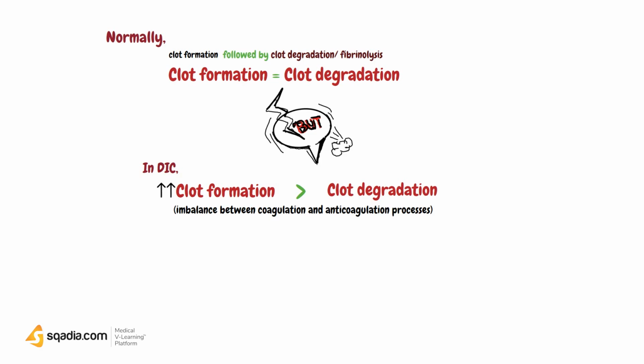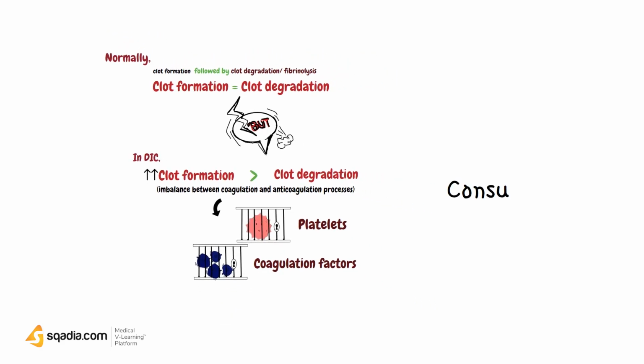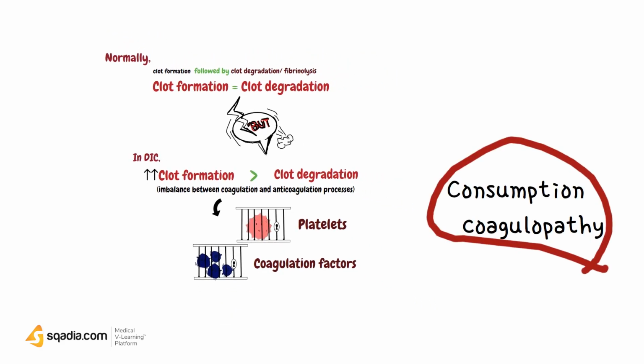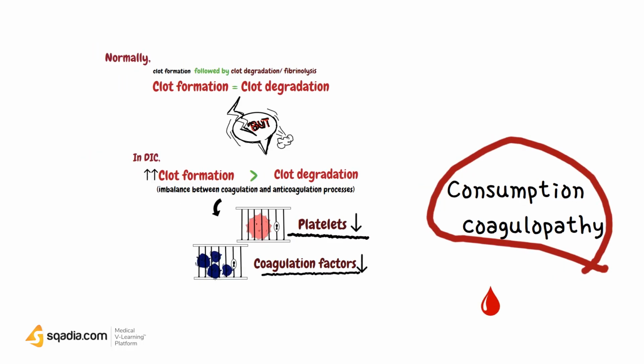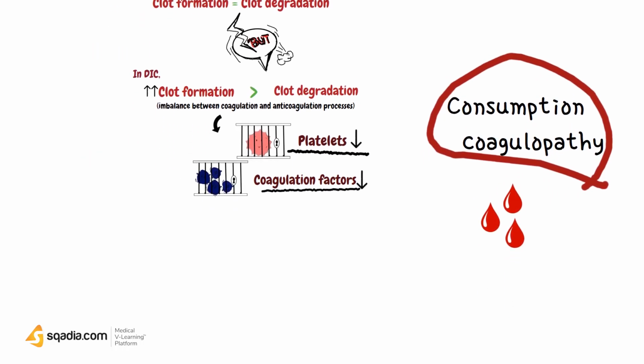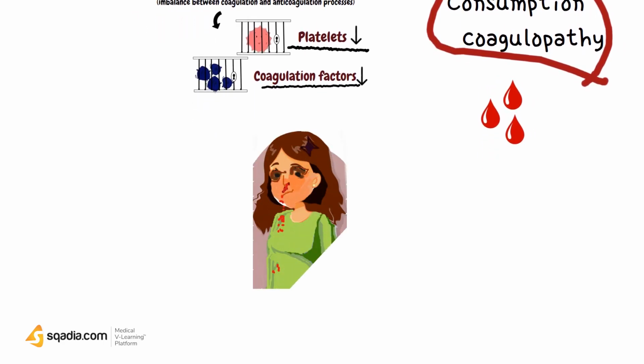As there is uncontrolled clot formation, this consumes platelets and coagulation factors. That is why DIC is also known as consumption coagulopathy. And because of deficiencies of platelets and coagulation factors, the patient presents with bleeding through various sites. Recall the case of Julia. Now, can you answer why she presented with bleeding through nose and various venipuncture sites?